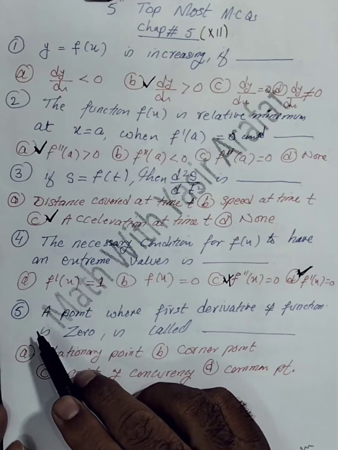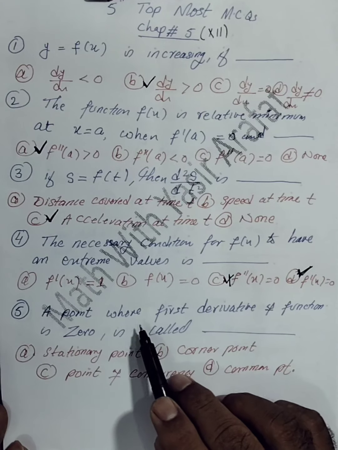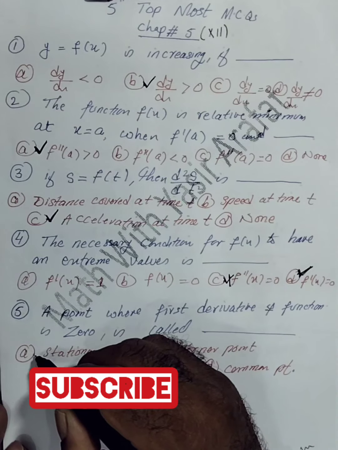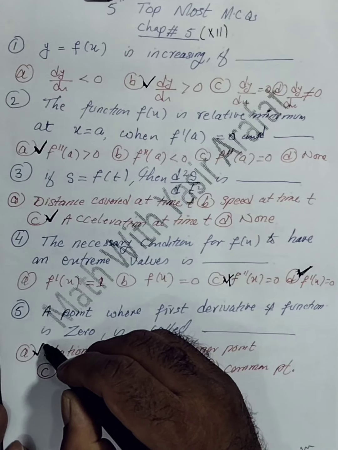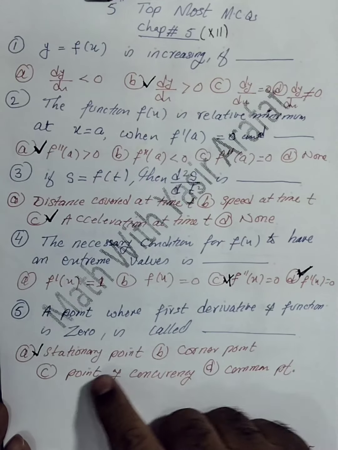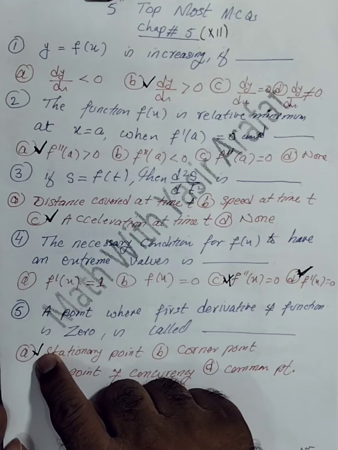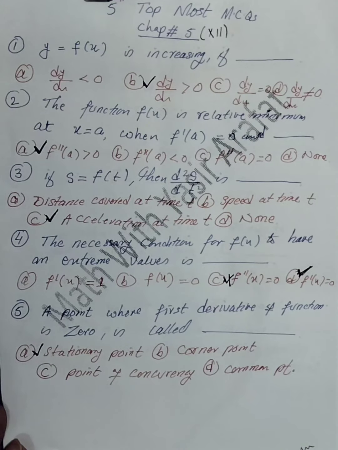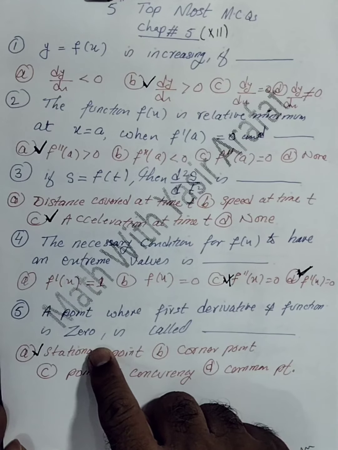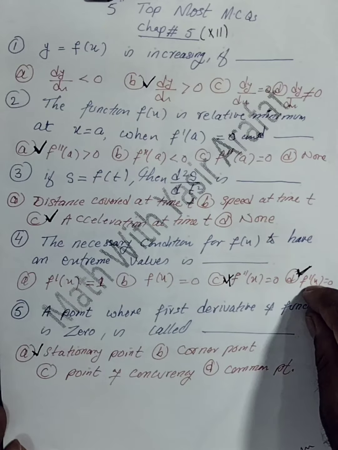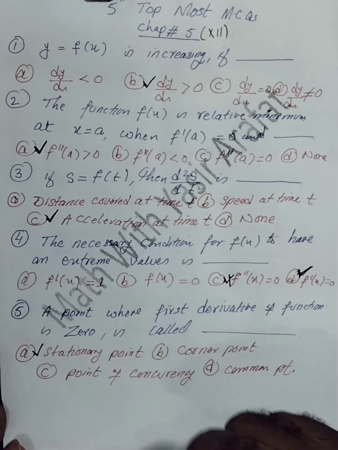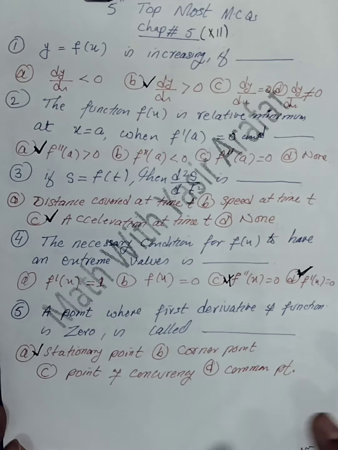Now come to the last fifth MCQs here. A point where first derivative of a function is 0 is called its stationary point. This is called stationary point. It is called extreme points as well, or it is stationary point. So the A option is correct for the fifth MCQs. A point where the first derivative of a function is 0. When we have to put the first derivative equal to 0, and we have to find out the value of the variable in that situation, the value of those functions are called stationary points.